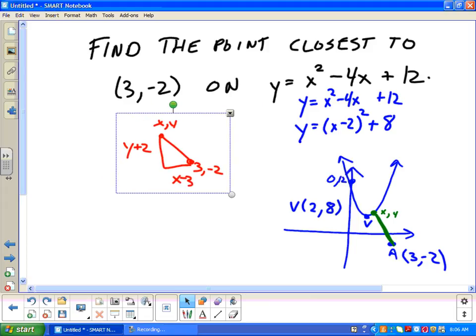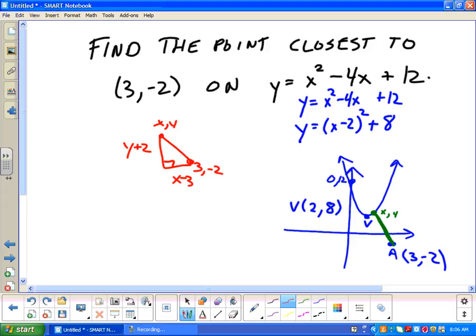Again, I don't memorize the distance formula. Every time I have one of these cases, I make a horribly drawn right triangle. I'm looking for the distance between point (x, y) and the ordered pair (3, -2), which gives me d squared equals (y plus 2) quantity squared plus (x minus 3) quantity squared.